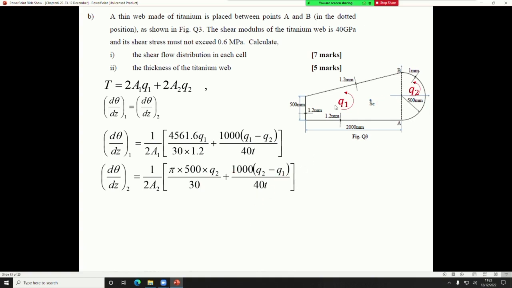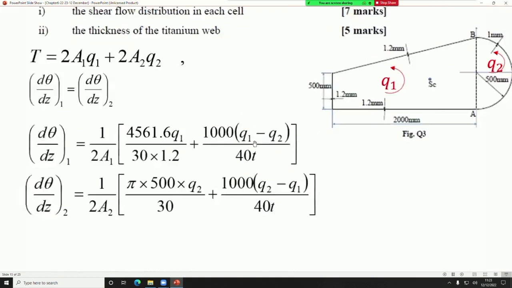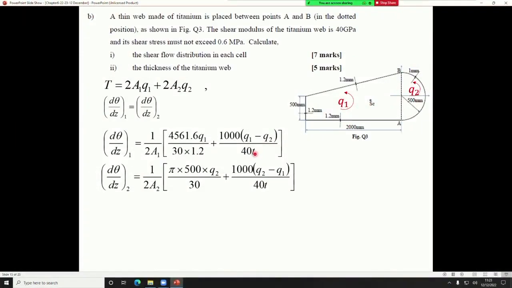Now, assuming Q1 is greater than Q2, then Q1 minus Q2 divided by T is equal to 0.6. So Q2 minus Q1 divided by T becomes minus 0.6. And from there, you can calculate Q1 and Q2.